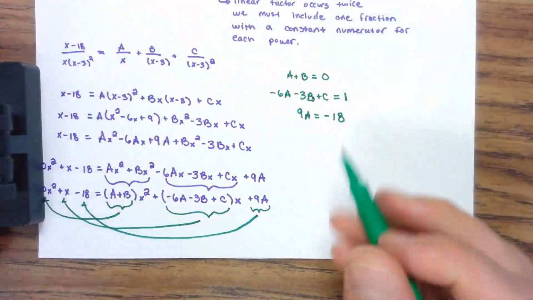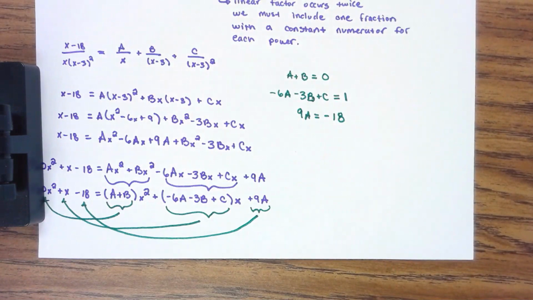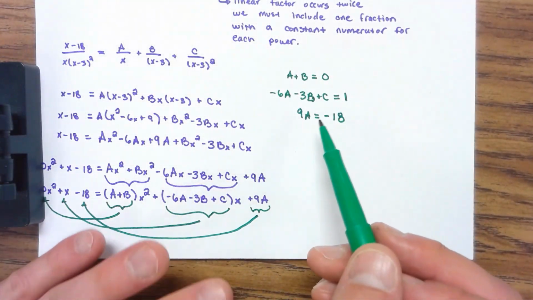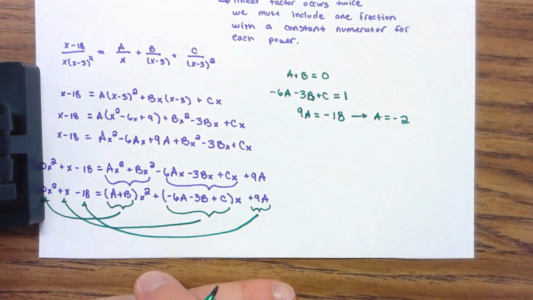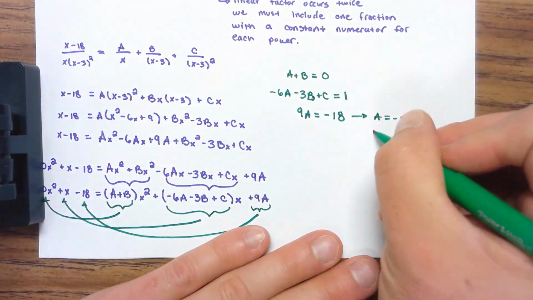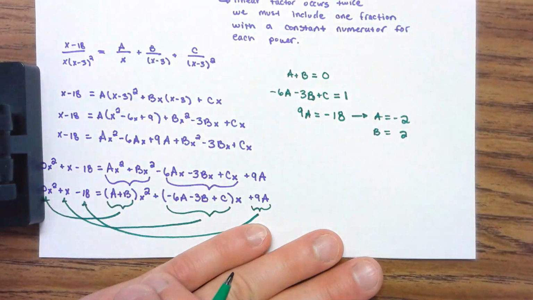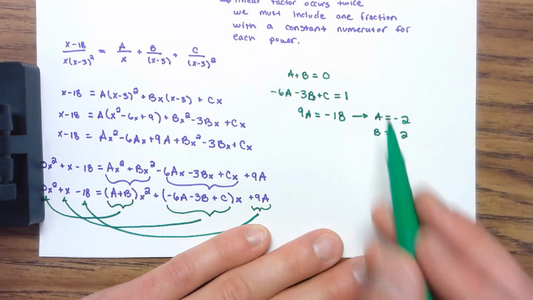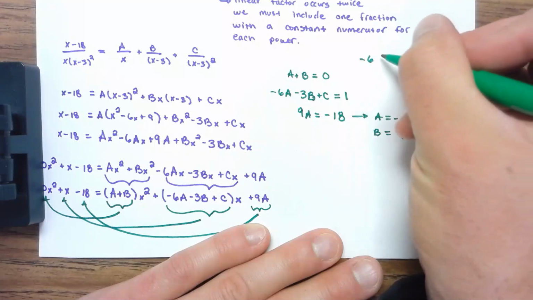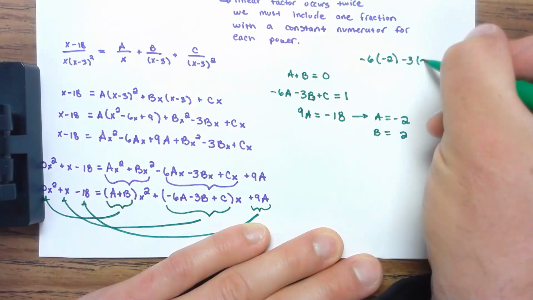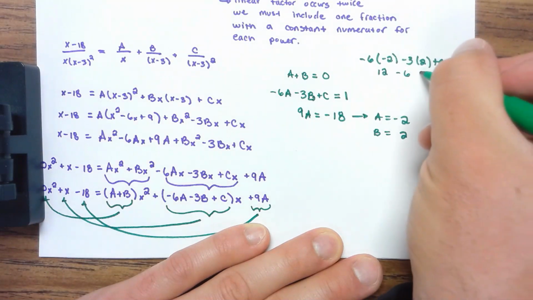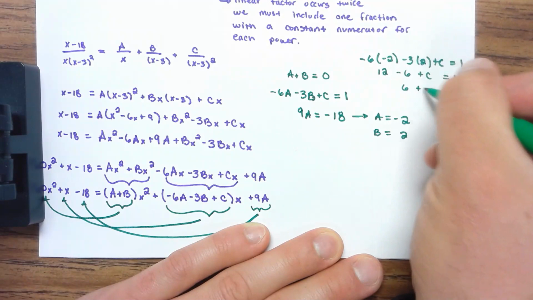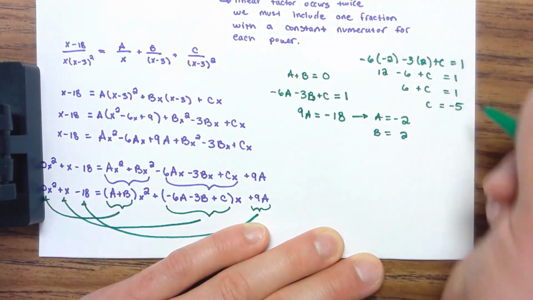And so now we're going to look to find a, b, and c, which is actually going to go a lot quicker than when we did any of the systems with 3 variables. And that's because I can solve a really easily from this third equation, right? 9a equals negative 18 means that a is just negative 2 after I divide. If a is negative 2, that makes b positive 2. Negative 2 plus 2 is 0. And then we can find c by plugging these into that middle equation. So let's find c by letting negative 6 times negative 2 minus 3 times 2 plus c equal to 1. So that's 12 minus 6 plus c equals 1. So 6 plus c equals 1, making c negative 5.